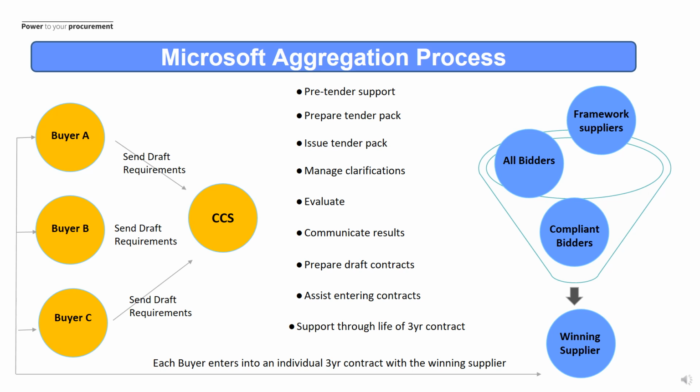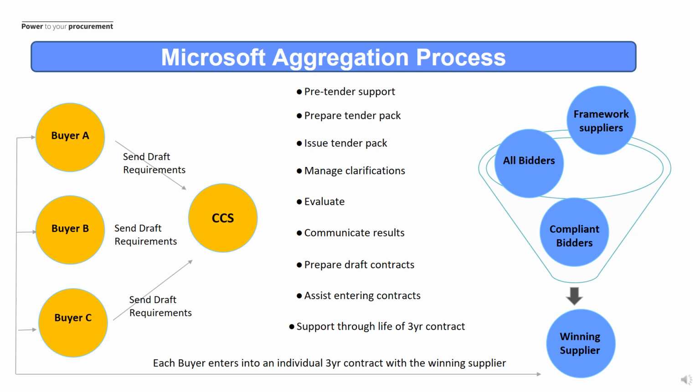I'm just going to run through now the process that we follow for these aggregations for Microsoft software. On this slide, we have the buyers represented by the three circles on the left. We've got buyer A, buyer B, and buyer C, who are individual buyers coming from any part of the UK public sector. One of them could be a fire service, for example, an NHS trust and a local authority. They send their draft requirements into us, and we just need the list of licenses that are required along with the part codes for those licenses and the types of license that they are, and importantly the renewal date.